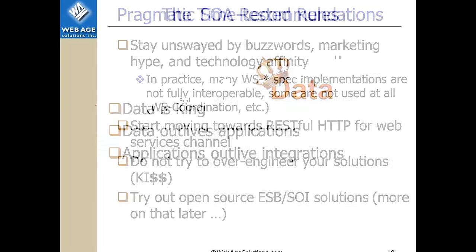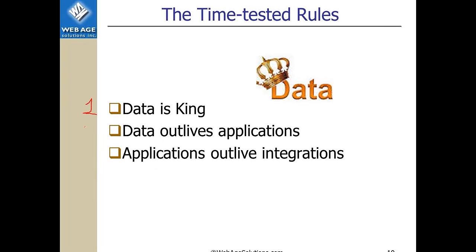So data is the king, that's rule number one, and data would outlive your applications, whatever it is. And finally, applications would outlive integrations. For your business, data is at the core. It's the information asset that really shapes your business, what you do. And of course, you need to provide the proper level of integration to expose data through a meaningful API to make it available for consumption.